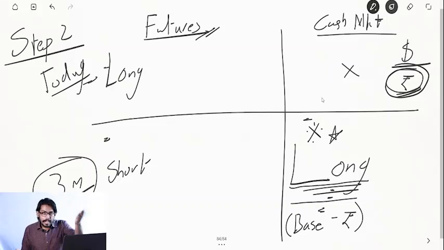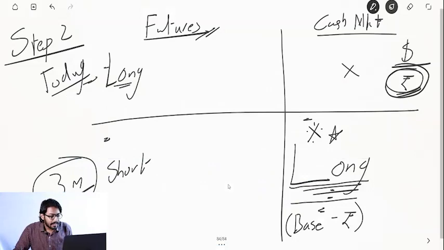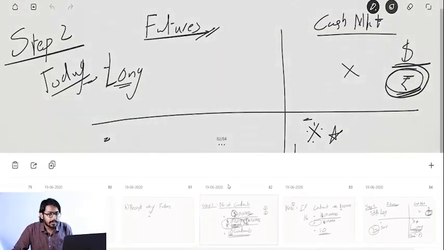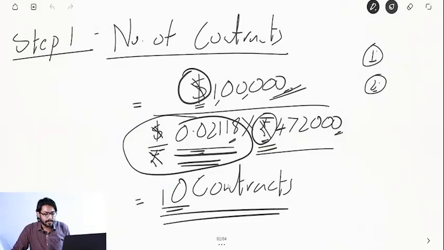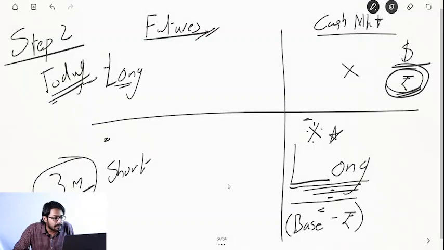Okay. Now let us fill out the figures. Today you are long on futures. What is the future rate today? We took it earlier, 0.02118. We are dealing with September futures. Guys, pay attention, the price of September futures today is 0.02118. This is dollar by rupee. Write the symbol everywhere.